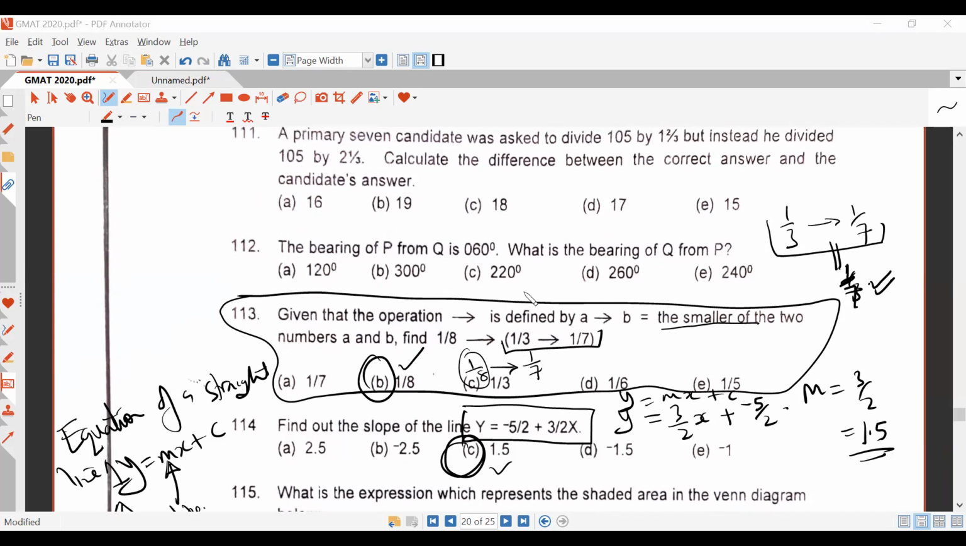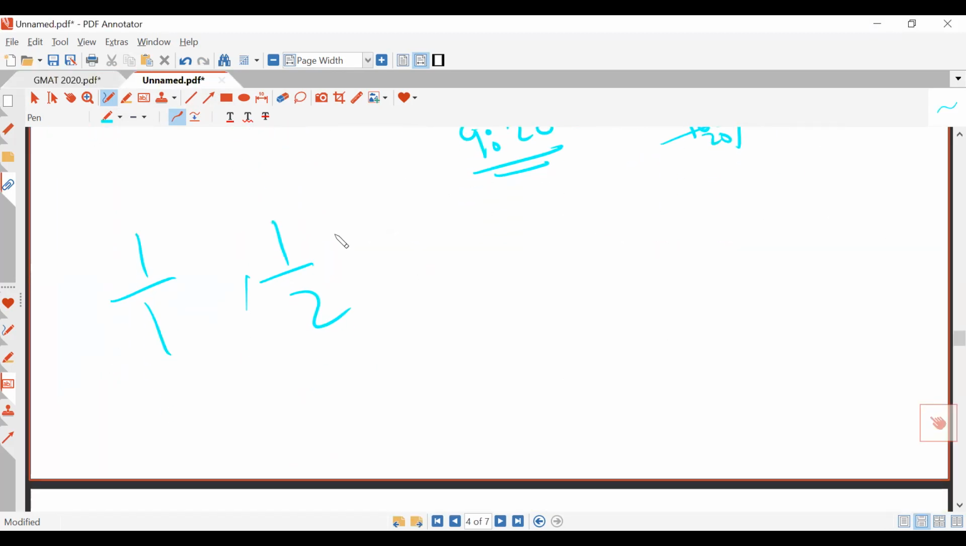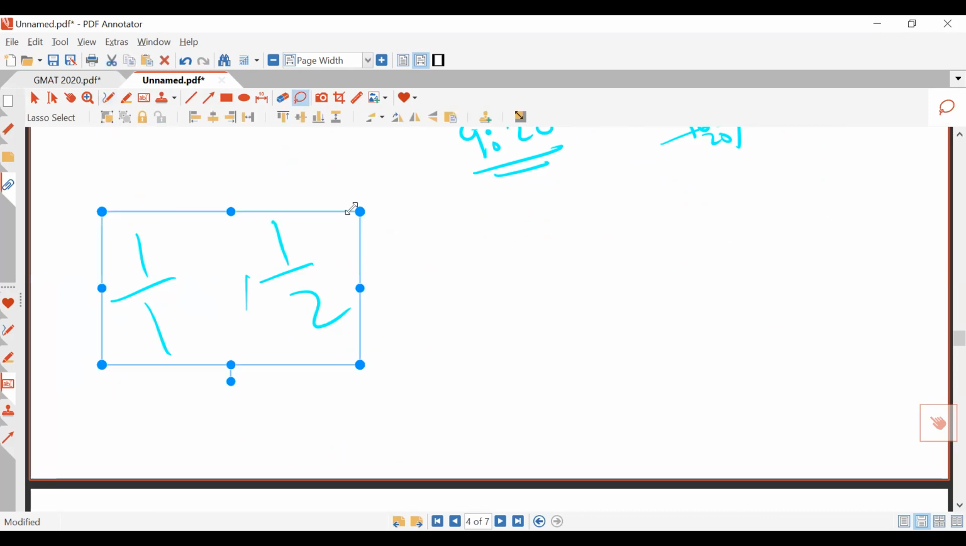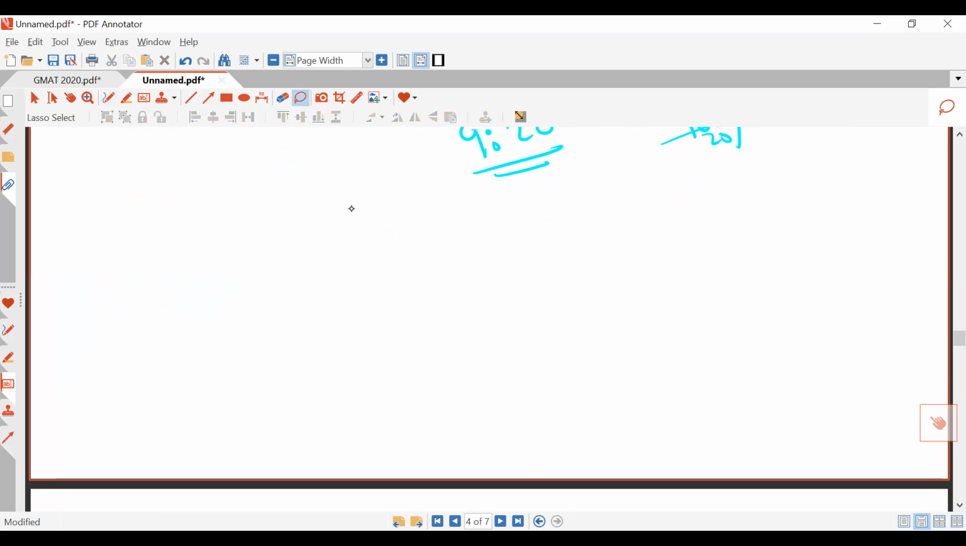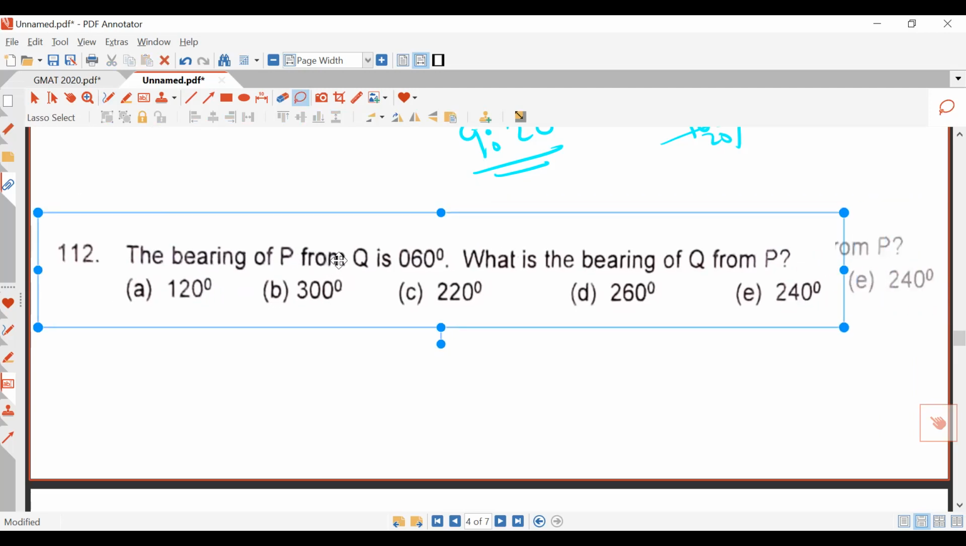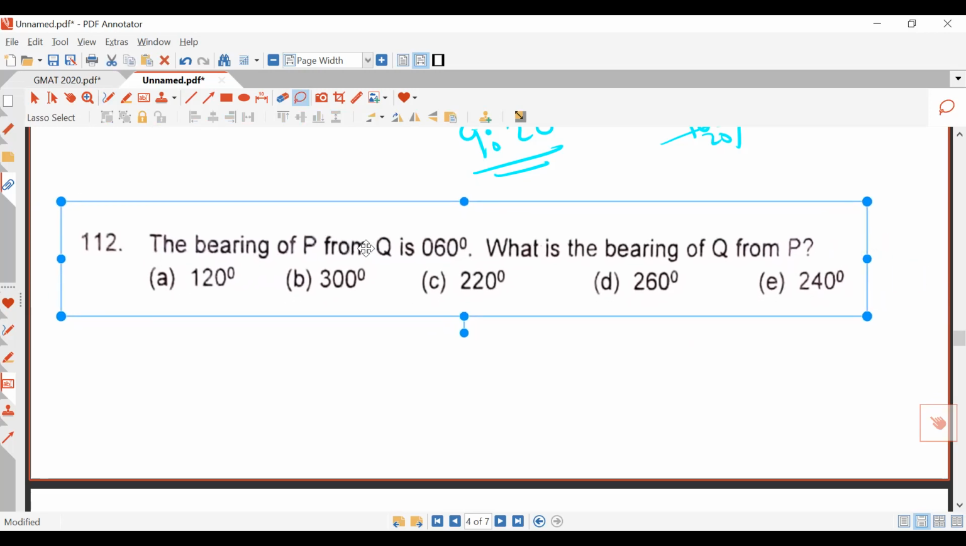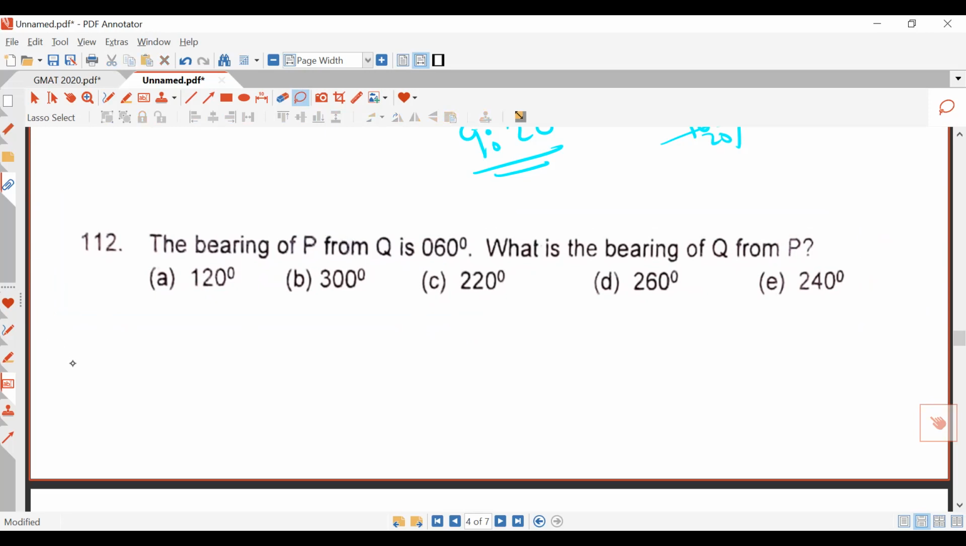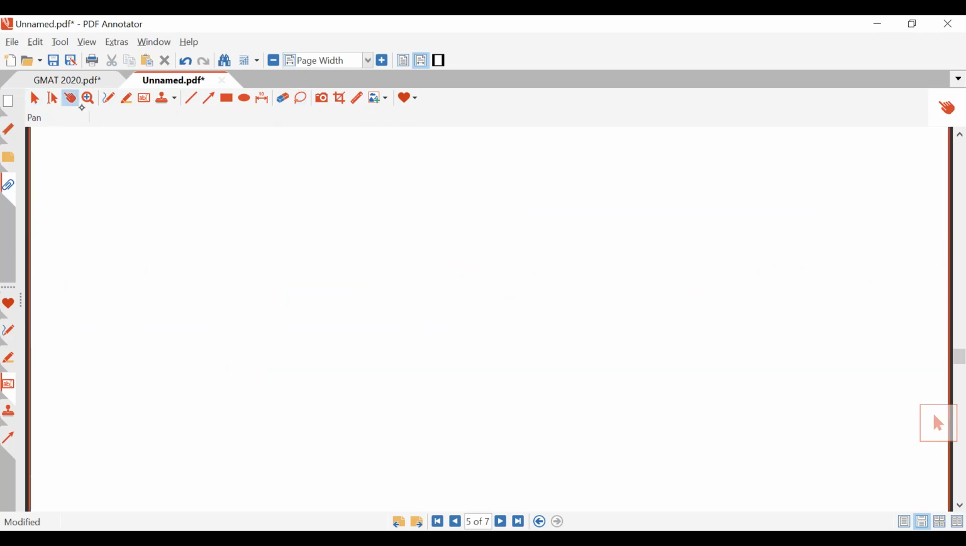Okay, about bearings, it is also still about angles. Let me paste it here. Bearings. One thing that I need you to remember about bearings is this. First of all, if I take you back to geometry, parallel angles. If you have parallel lines, Grace, do you remember parallel lines?